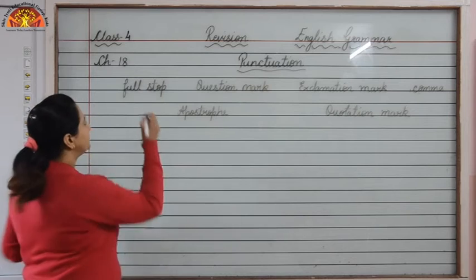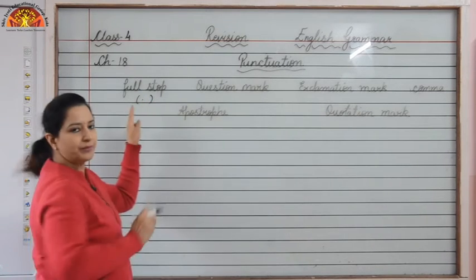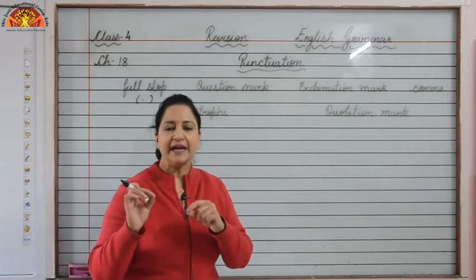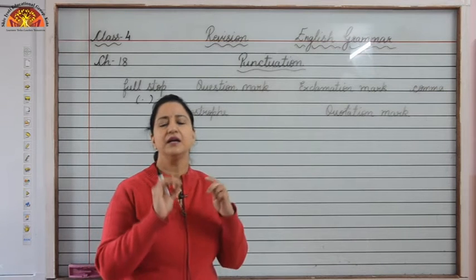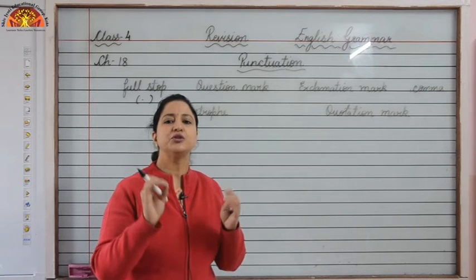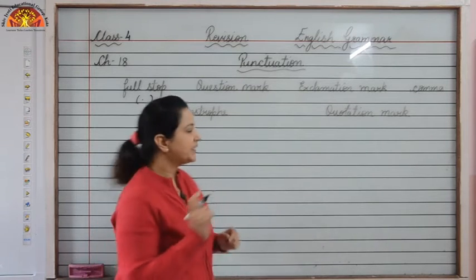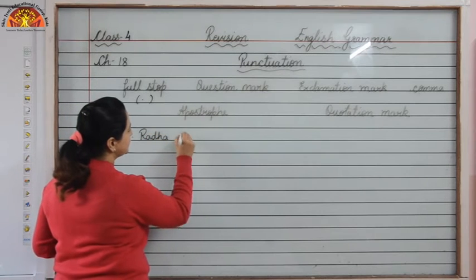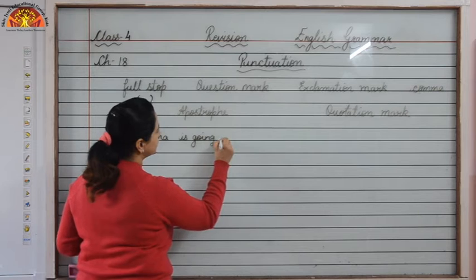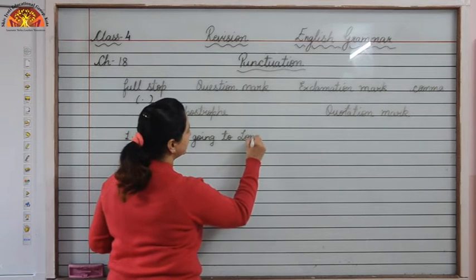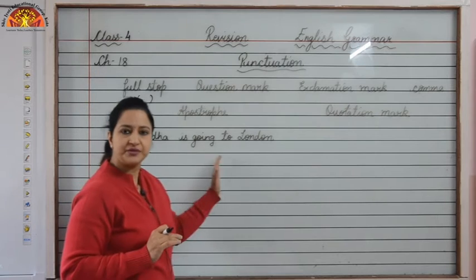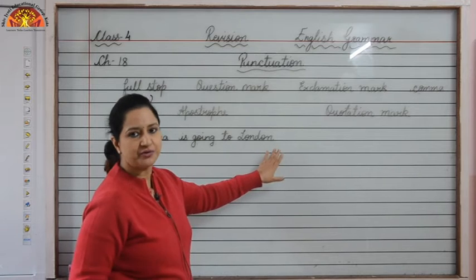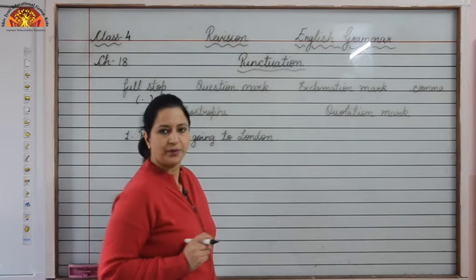First of all, full stop. Now this is the symbol for full stop. Now where to use full stop? Full stop is used at the end of a general sentence. When we are writing or saying any general sentence, at the end you have to use full stop. For example, Radha is going to London. Now this is a general sentence and it is telling us that Radha is going to London. So after any general sentence you have to put full stop.